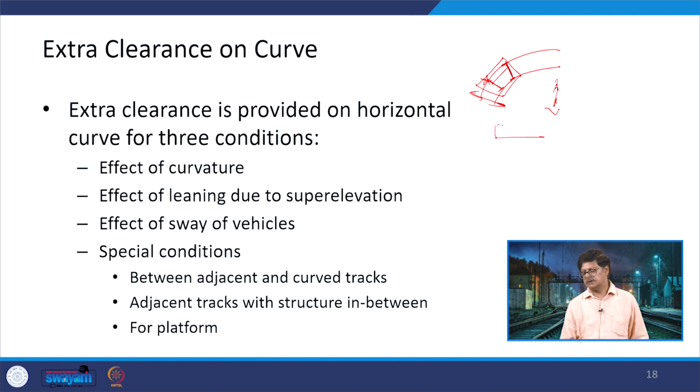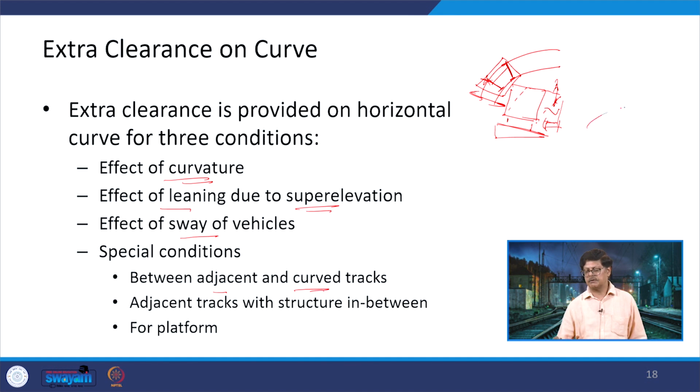all those things will happen, and due to which, as well as because of the super elevation which is being provided, there is going to be a shift of this bogie in terms of the squeeze which may happen. So, there are different things which will be happening here, and for that particular reason there is a requirement of providing some clearances here. So, there is an effect of the curvature, there is an effect of the leaning due to the super elevation, there is a sway of the vehicles inside, and then there can be certain specific conditions like between the adjacent and the curved tracks.